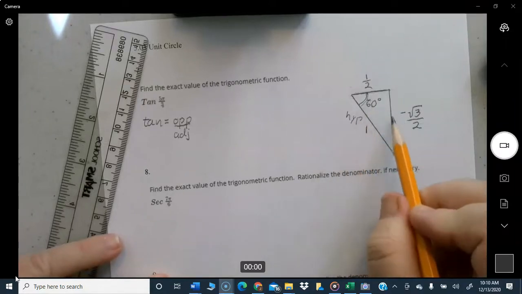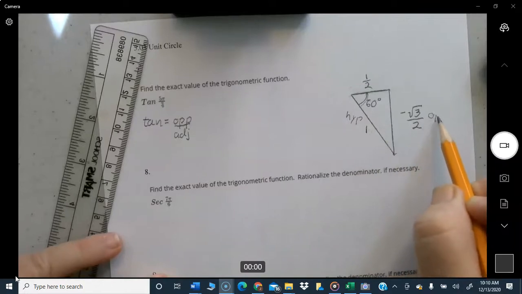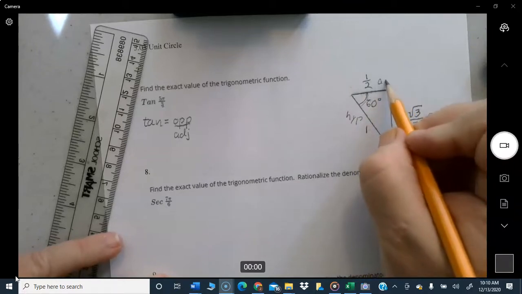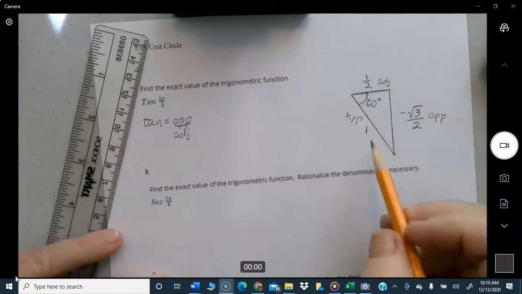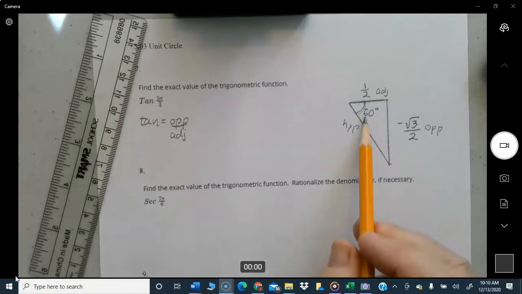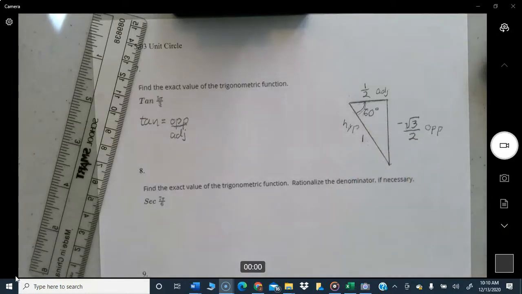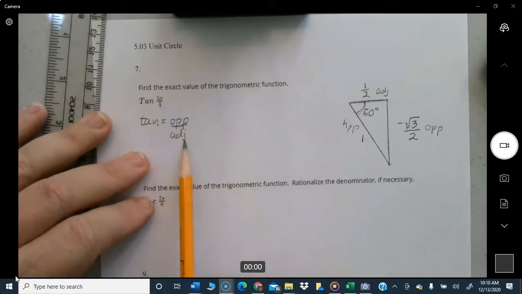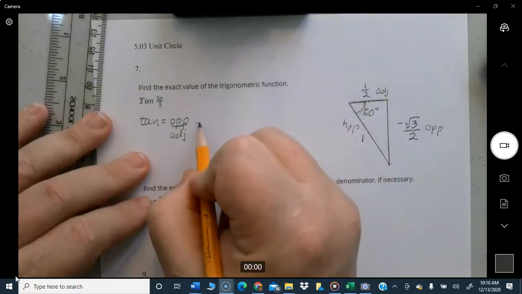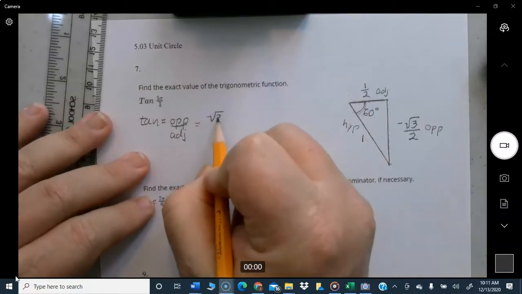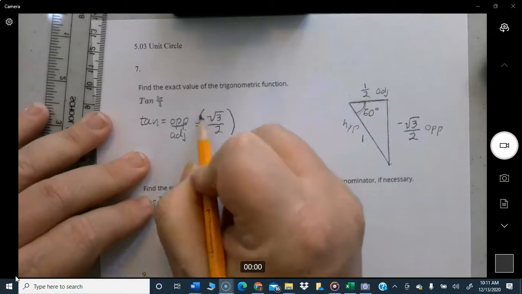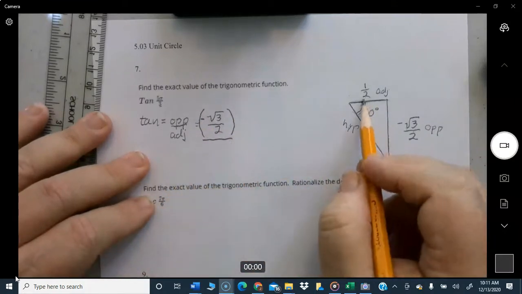This is, if you come across over here, this is the opposite. And this is the side next to the reference angle, so that's the adjacent. Adjacent means next to. Hypotenuse is also next to it, but it already has its name. It's called a hypotenuse. And the one directly across is the opposite. Okay, so we said right here that tangent is opposite over adjacent, so that's going to be root 3 over 2 over 1/2. Negative root 3 over 2. So there's the opposite, and there's the adjacent.